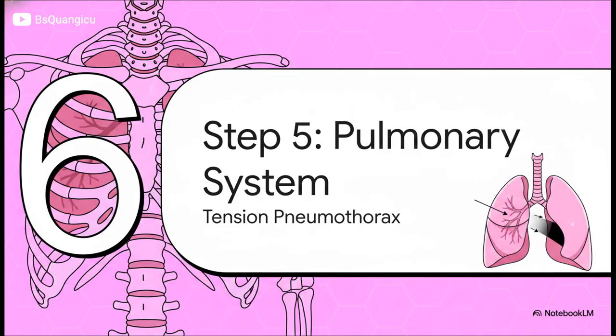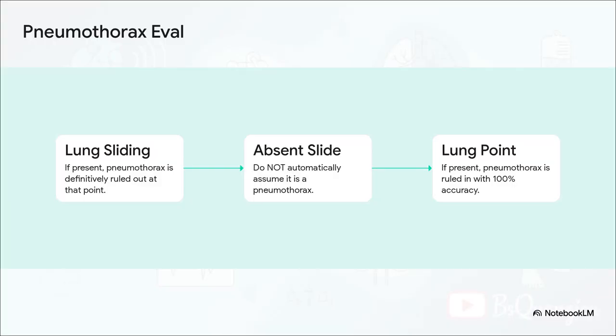Step 5. The pulmonary system. Finally, we wrap up the HI-MAP journey at the lungs to evaluate for a life-threatening tension pneumothorax. Let's systematically break down the logic here so we don't jump to dangerous conclusions. First rule, if lung sliding is present, a pneumothorax is definitively ruled out at that specific spot, so make sure you scan multiple points. Second rule, if lung sliding is absent, do not automatically assume it's a pneumothorax. And third, if you actually spot a lung point, boom, pneumothorax is ruled in with 100% accuracy.